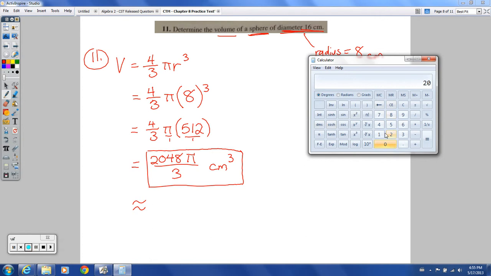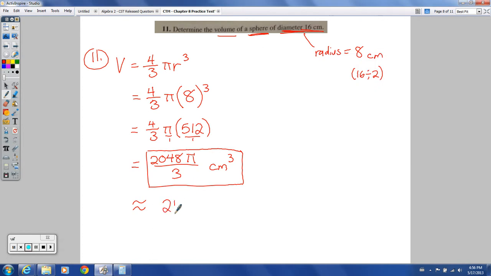Let's type that in. So we've got 2048. Best to use the pi button on your calculator rather than just 3.14. That gives you a much better approximation. So that times that is that on the top, divided by 3. I should get 2,144.66. So if it doesn't say what to use for pi, use the pi button on your calculator and you'll get the best approximation that way.